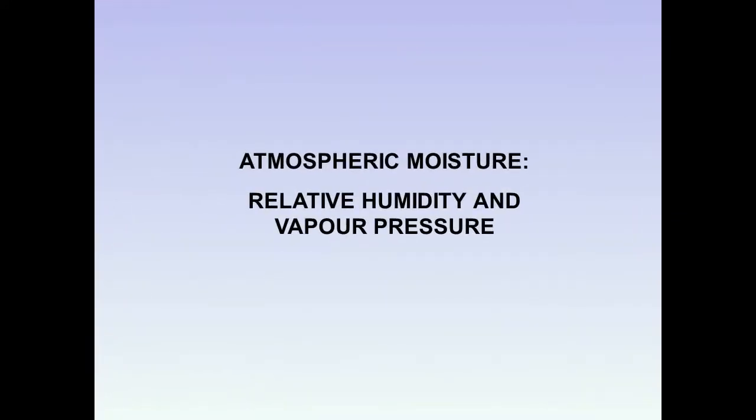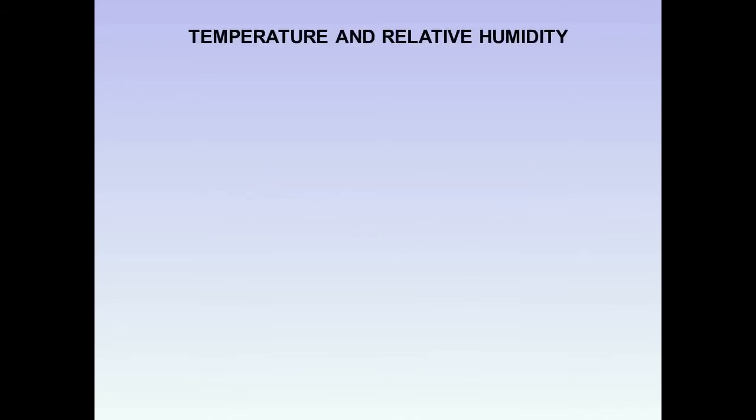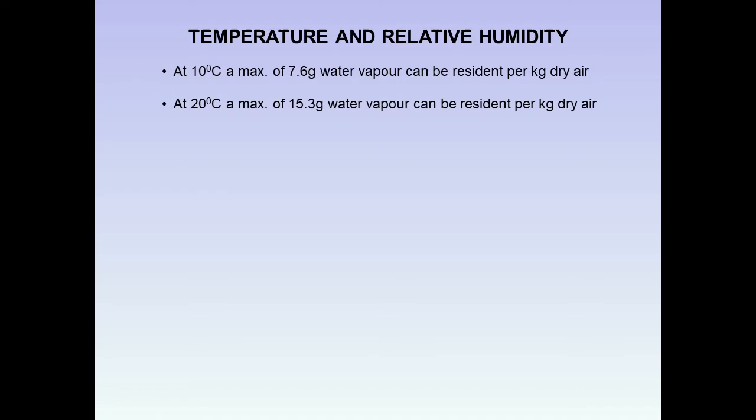So let's first look at relative humidity and vapour pressure. Temperature and relative humidity. At 10 degrees, the air can retain a maximum of 7.5 grams of water vapour per kilogram of dry air. Double the temperature and we roughly double this. So the warmer the air, the more water vapour that can be resident.